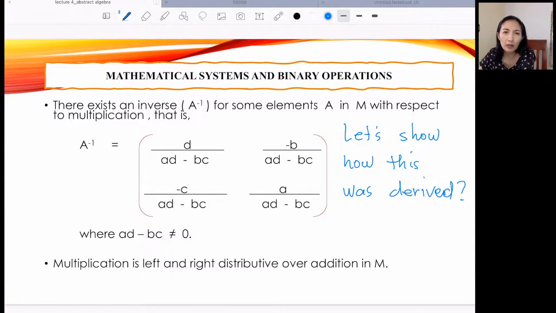What was that again? Is it D, or negative A, or negative D? Is it D over AD minus BC, or do we swap? Which one are we going to swap? Which one are we going to get its negative? So that you don't have to memorize, let's show how the entries were obtained. So let's go back.